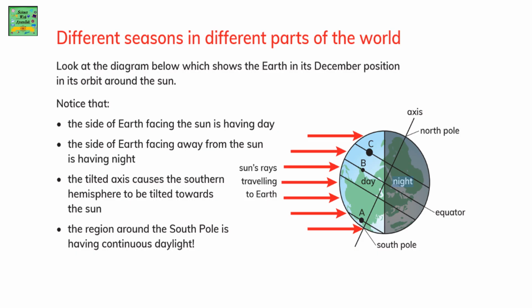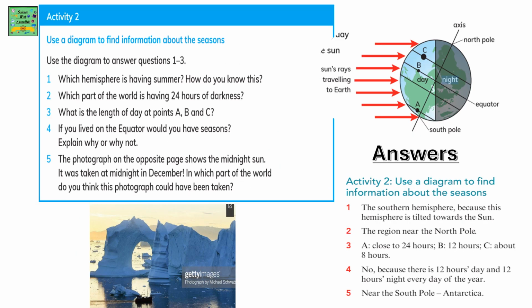The tilted axis causes the southern hemisphere to be tilted towards the Sun and the northern hemisphere to be tilted away from the Sun. The South Pole region is having continuous daylight. Here's the last activity for this unit, along with the questions and answers.